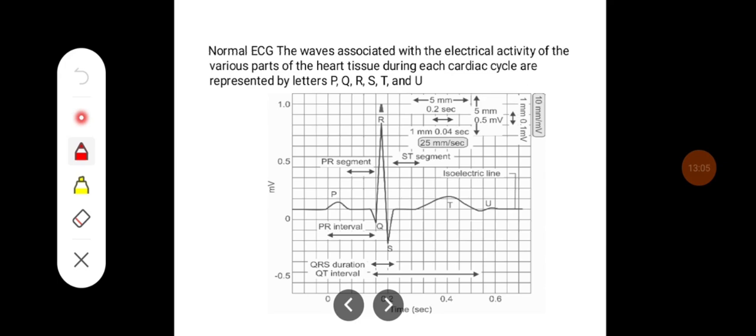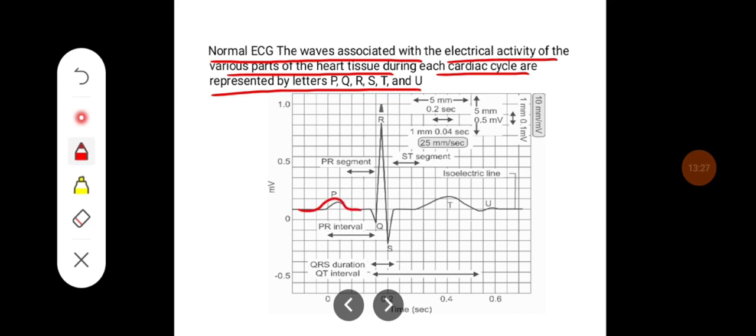So this is the normal ECG tracing with the electrical activity of the various parts of the heart during each cardiac cycle, and they are represented by P wave, Q wave, R, S, T, and U. Okay. So this is the P wave, first positive deflection, and QRS complex, where Q is the first negative deflection, and we have a second positive deflection as R, and second negative deflection as S wave. Then we have T wave and U, which are both positive waves.